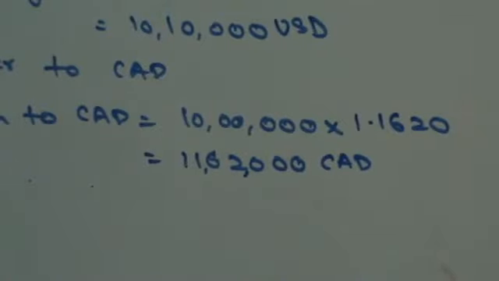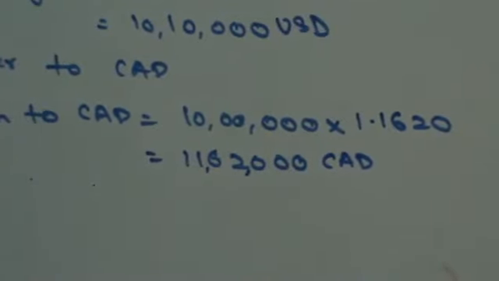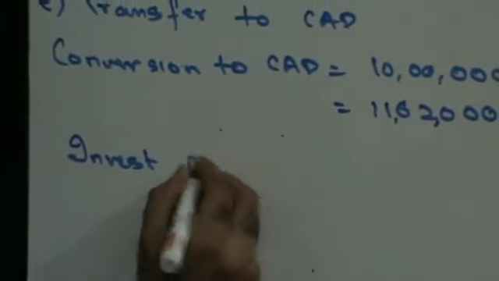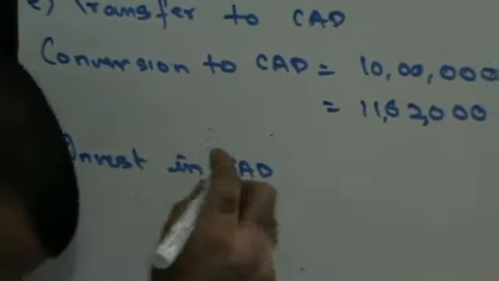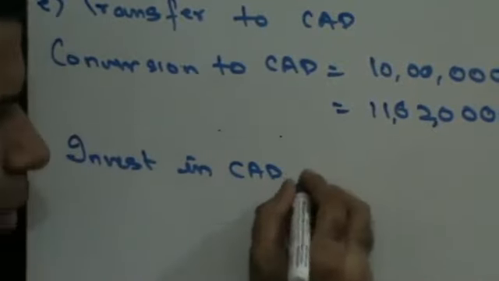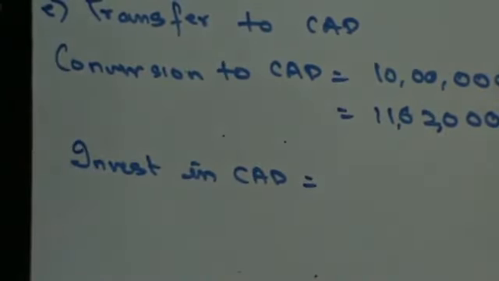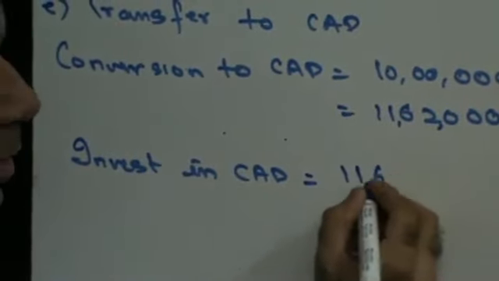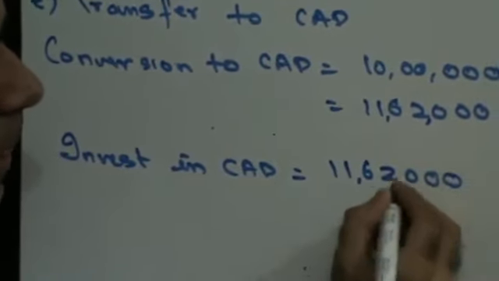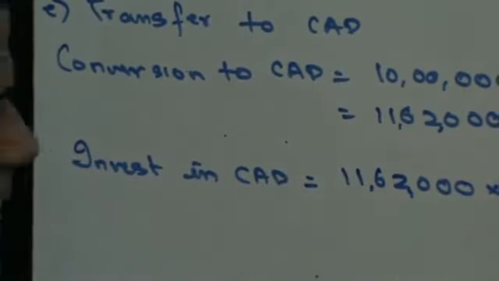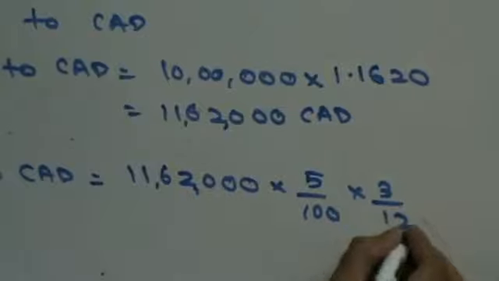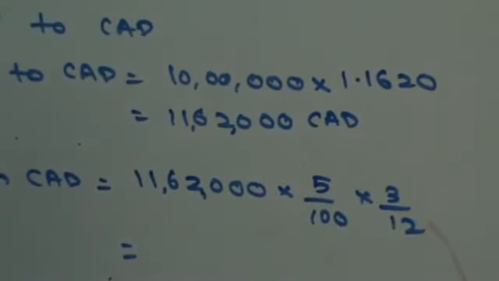So invest in Canadian dollars. If I invest in Canadian dollars, how much money will I get from there? I'm investing 11,62,000. Canada's rate of interest is 5% for 3 months. Someone will have to help me calculate this.